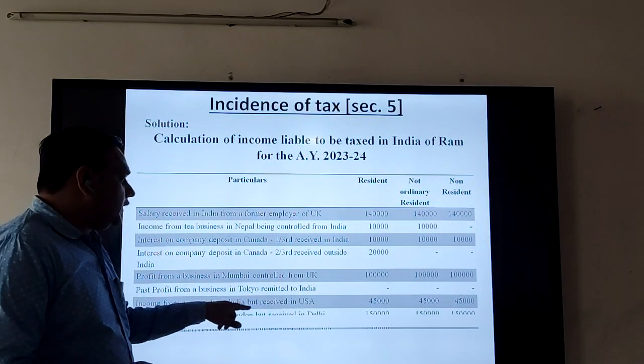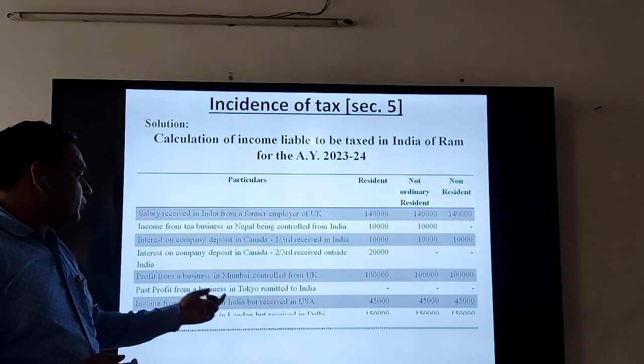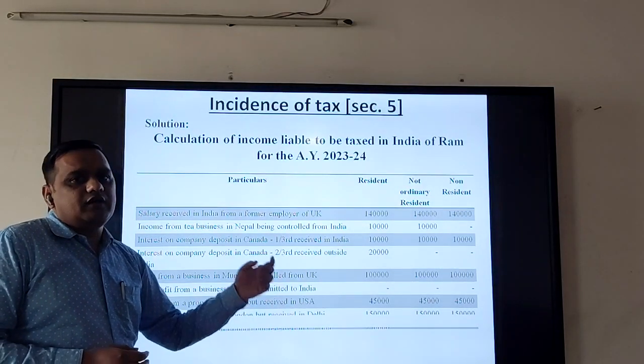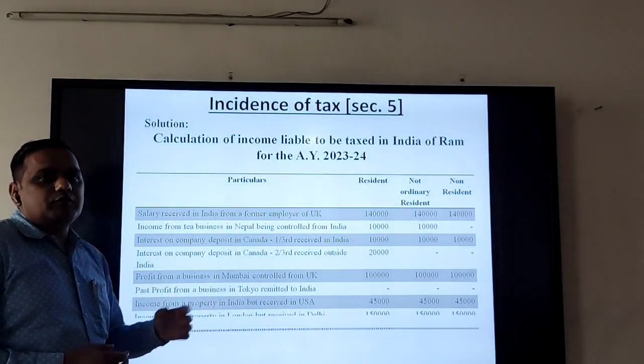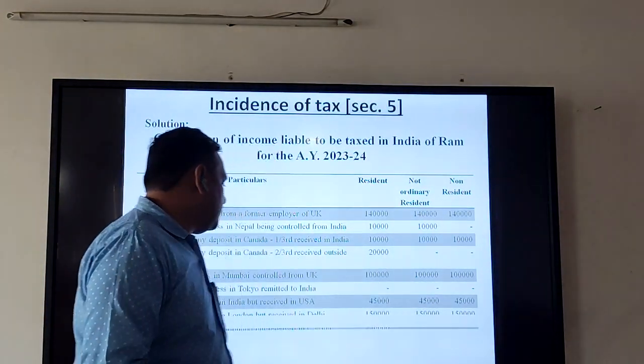Income from property in India but received in USA. An income arises from property in India but received in USA. Because it is received in USA, it doesn't mean that it is a foreign income, because property in India, that means income is earned in India. So it is taxable for all types of residential status.